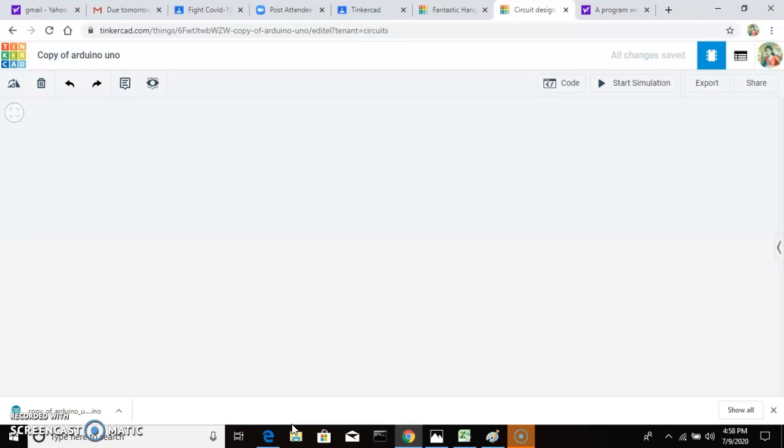Today I am going to design a circuit using the Tinkercad tool. This is the Tinkercad software tool. I am going to design a circuit using an Arduino Uno board which blinks an LED when it is in a dark room and doesn't blink when it is in light conditions. So let's have a look at the circuit first.